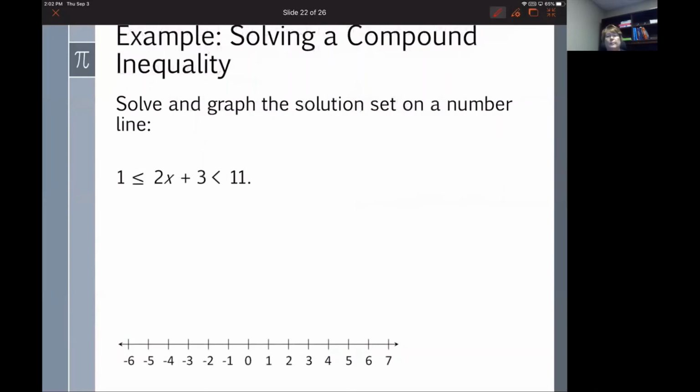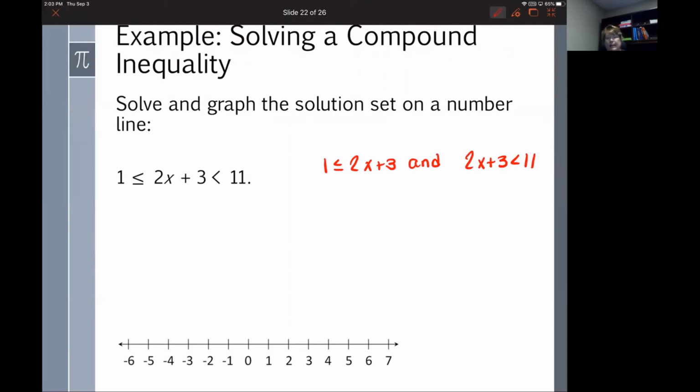All right, let's solve this compound inequality. This is called a compound inequality because our variable is between two numbers. And you can solve this by separating this into two inequalities and then putting it back. I just think that's probably more work than I need to go through. So I solve a compound inequality just like I solve any linear inequality.